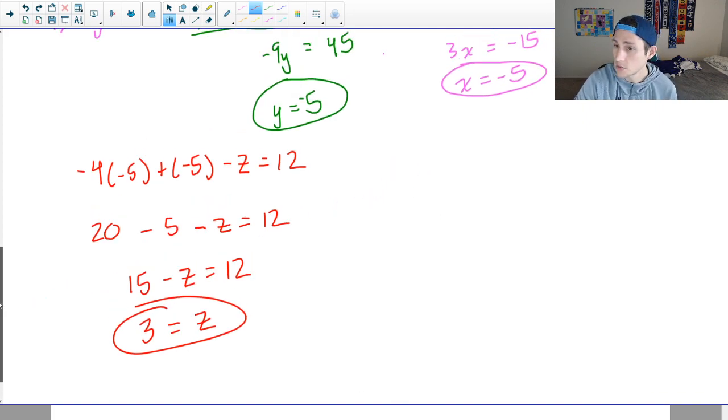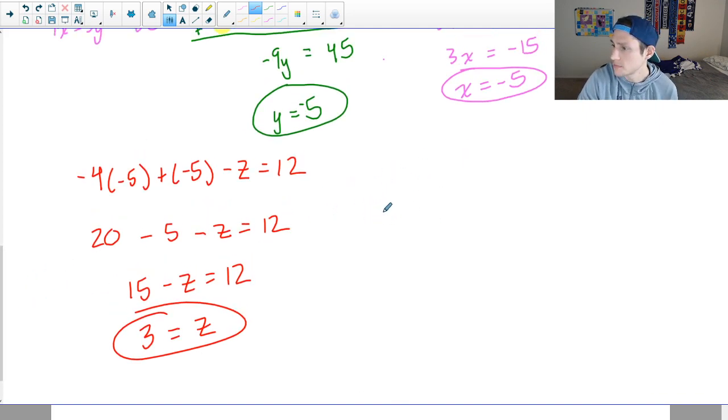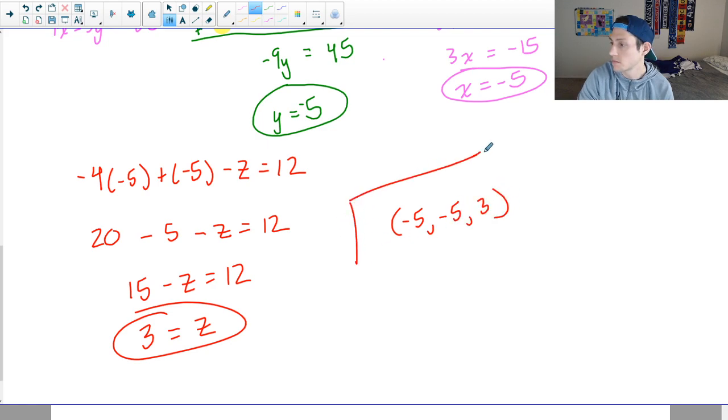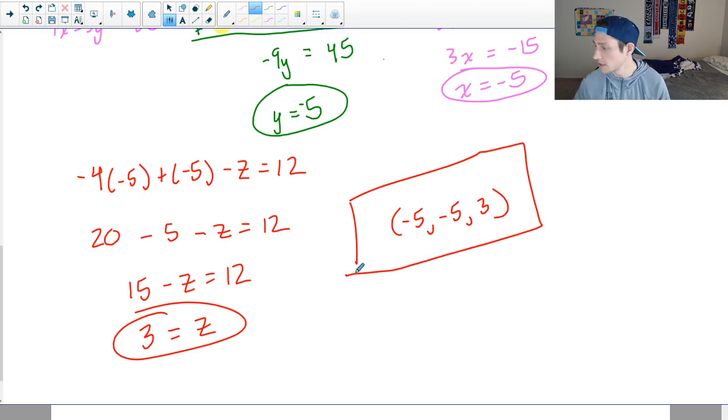And the way that we'll actually write this final answer is, if we just had x, y, we would write a pair, an ordered pair. So we'll do that same thing, but instead of just x, y, we'll write x, y, z. So negative 5, negative 5, 3. There's my final answer.